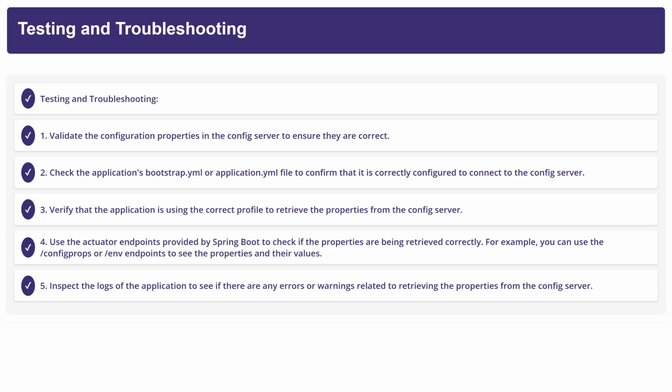You can use the actuator endpoints provided by Spring Boot, such as configprops or env, to check if the properties and their values are being retrieved correctly. Finally, inspect the logs of the application to see if there are any errors or warnings related to retrieving the properties from the config server.